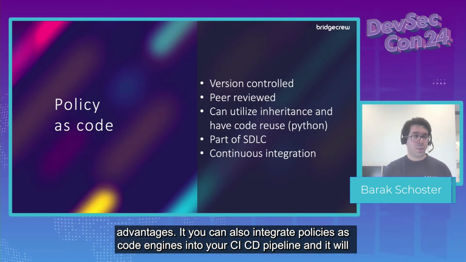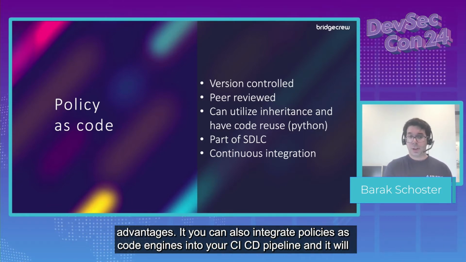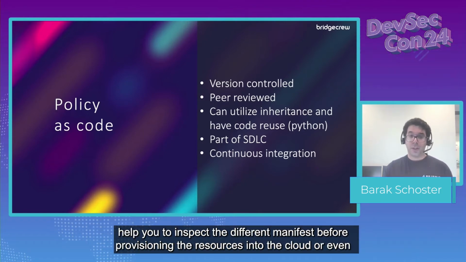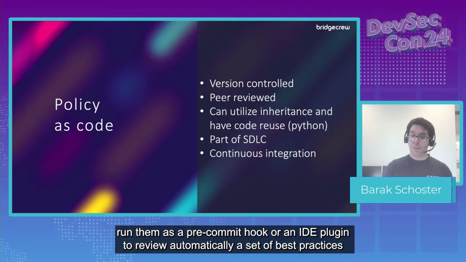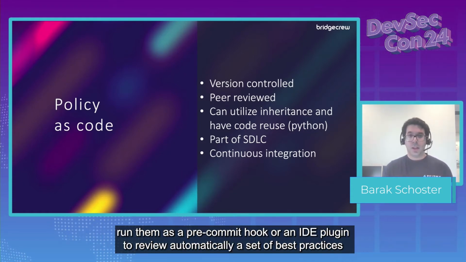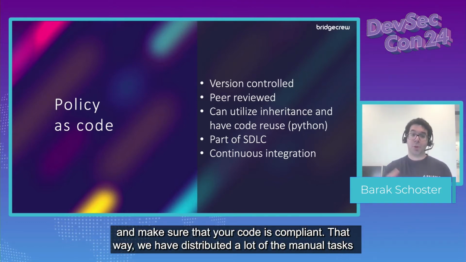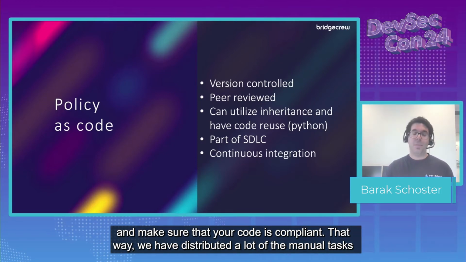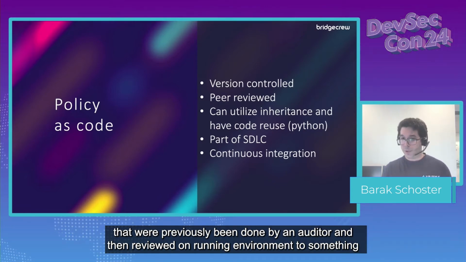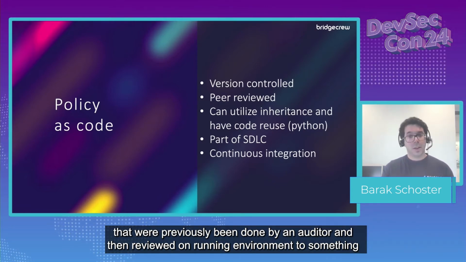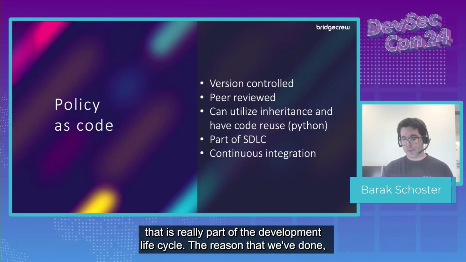You can also integrate policies as code engines into your CI/CD pipeline, and it will help you to inspect the different manifests before provisioning the resources into the cloud, or even run them as a pre-commit hook or an IDE plugin to review automatically a set of best practices and make sure that your code is compliant. That way, we have distributed a lot of the manual tasks that were previously done by an auditor and then reviewed on a running environment to something that is really part of the development lifecycle.